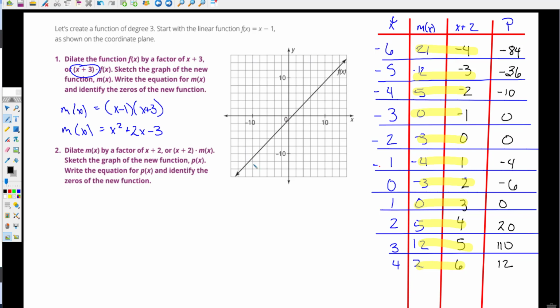Okay, so now we're going to graph this. So negative 6 was at negative 84, which is way off the chart. Negative 5 was at negative 36, so still way off the chart. Negative 4 was at negative 10. Negative 3 was at 0. Negative 2 was at 0. Negative 1 was at negative 4.